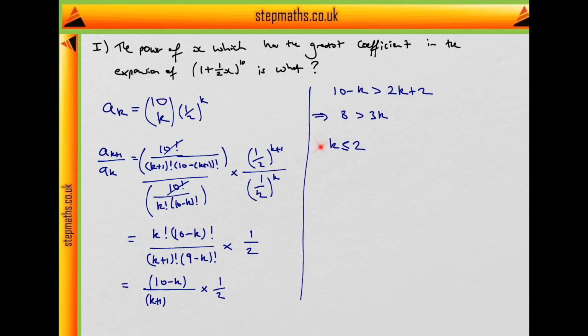So that means that, in fact, our maximum value of k, for which this ratio here is greater than 1, is k equals 2, i.e. that is the a sub 2 plus 1, the a sub 3, the third coefficient, just the power of x to the 3. So a sub 3 is the coefficient of x cubed, which means that our answer is going to be x cubed, which is an answer of 3.